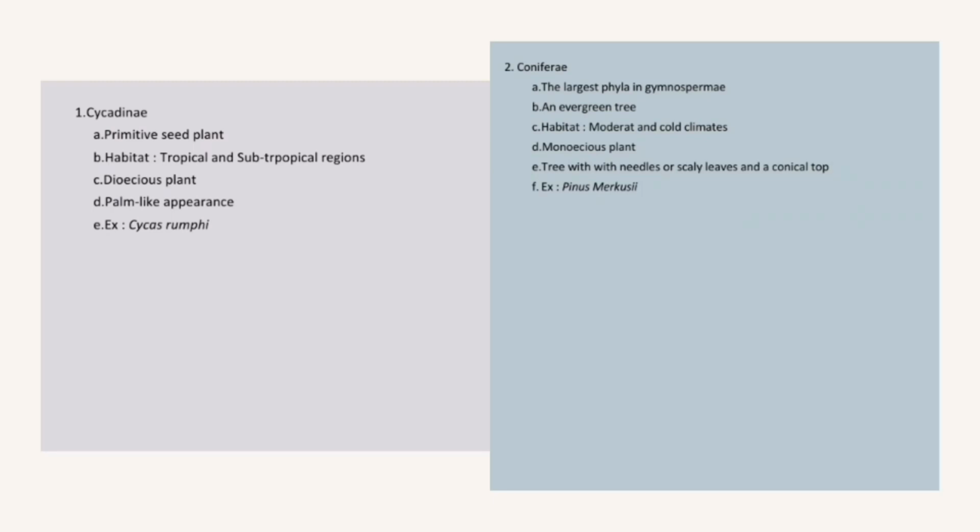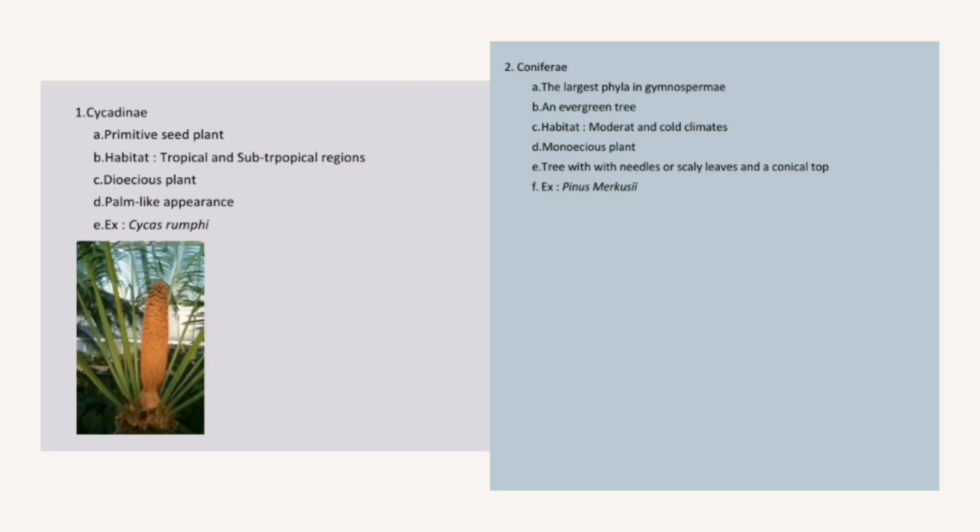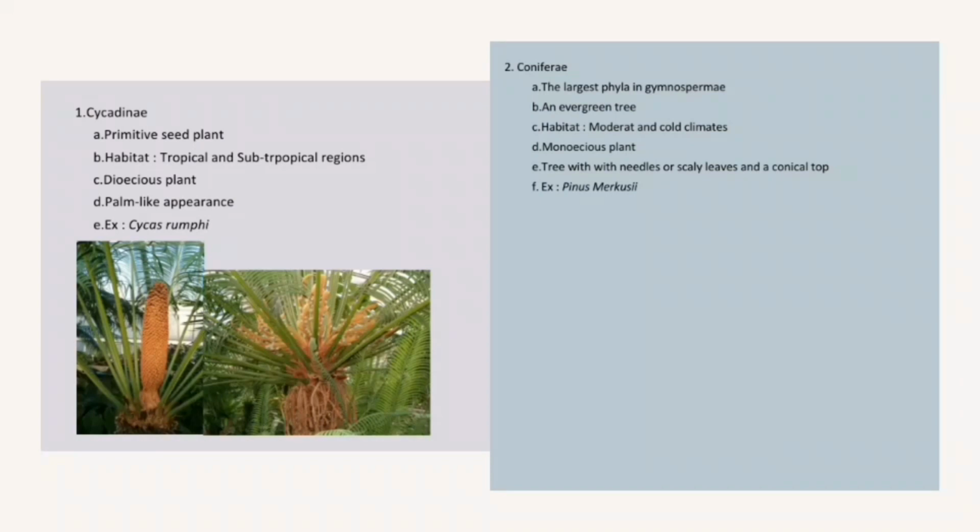And then the appearance of Cycadinae is palm-like. The branch stems are often covered with old petioles, which are the stalks that connect leaves to stems. At the top of their stems, Cycadinae produce green pinnately compound leaves that resemble palm fronds. An example of Cycadinae is Cycas rumphii, or as we know it, Pakis haji.